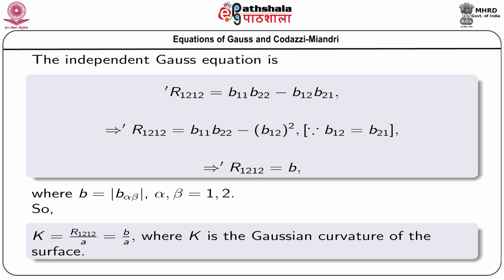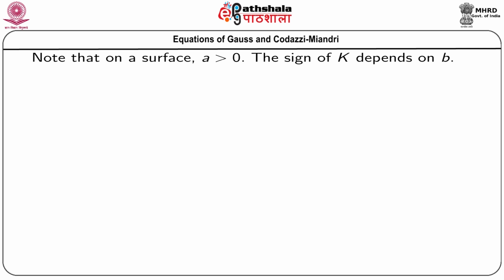So, we can calculate very easily the Gaussian curvature of a surface by taking just the determinant of the coefficients of the second fundamental form and the determinant of the coefficients of the first fundamental form. So, K is nothing but B by A. And we always know that for a surface A is always greater than 0. Therefore, the sign of K depends on B. That is why the second fundamental form is important: the sign of K depends on B.